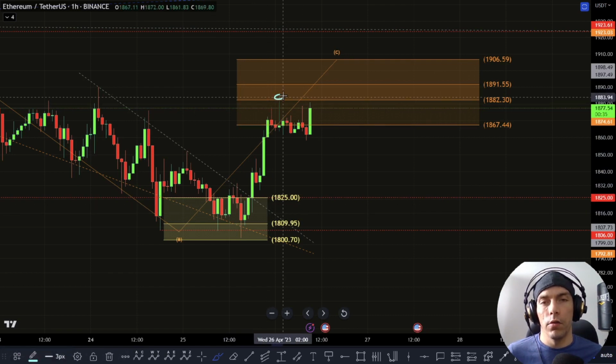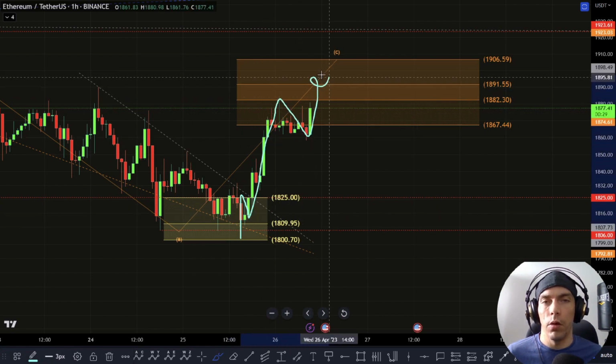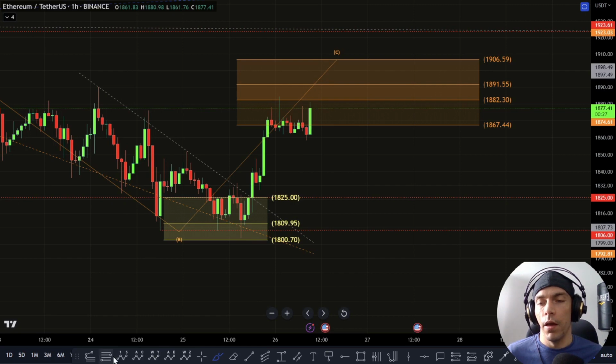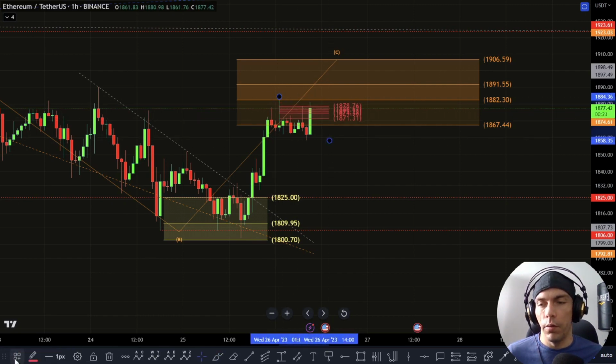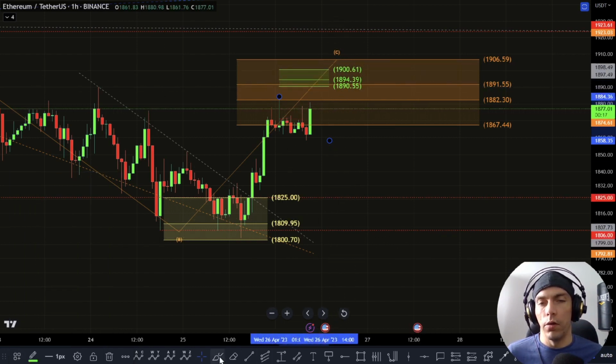So this could actually mean this is completed into this high here, or alternatively, this could be 1, 2, and then a third, fourth, and fifth wave. So we'll go over that. I think that's the most likely option in this case. The target area for this would be looking for this 1900 to this 1890 area for a continuation up. And then from there, we'd have to see.